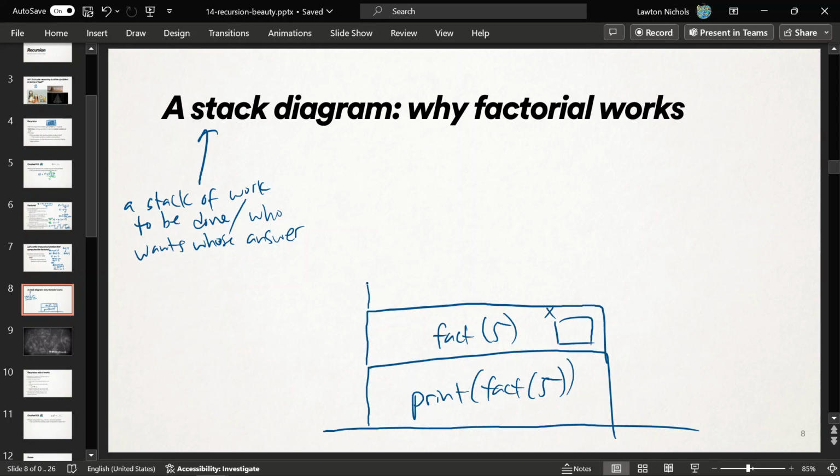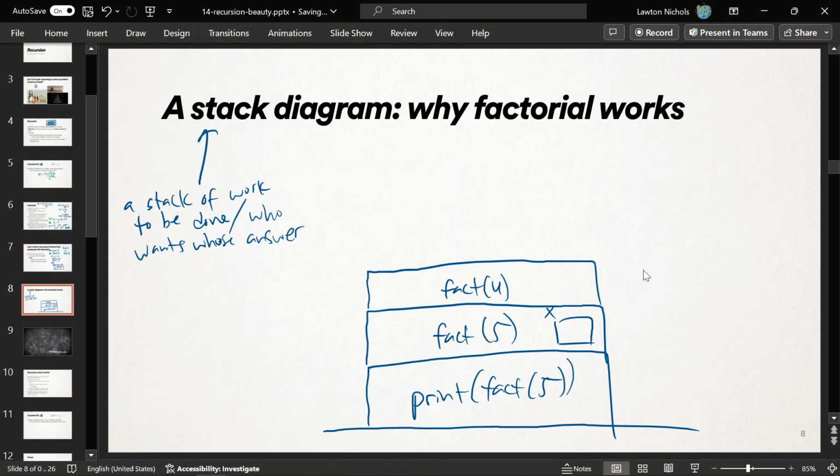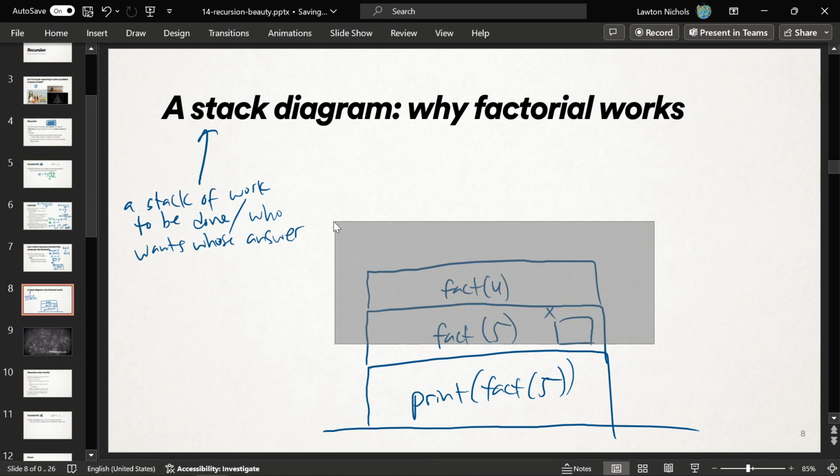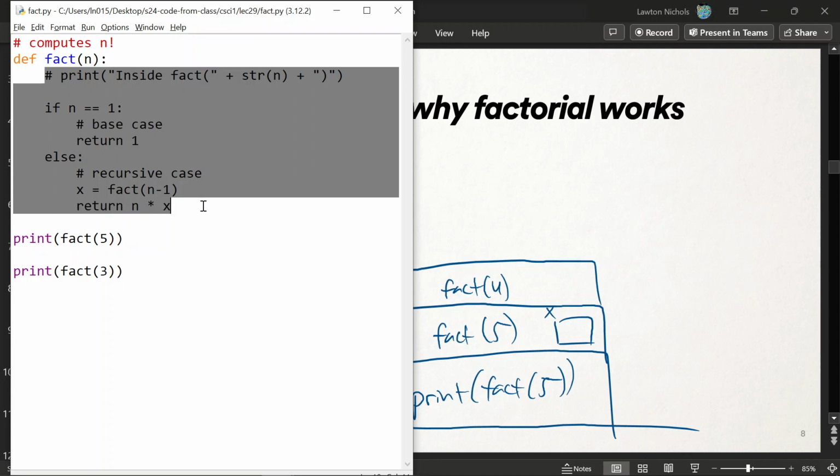So fact of 5 is not done. It does not have its answer. It needs fact of 4 before it can continue. So it's sitting, waiting on this line, fact of 5, and it's calling fact of 4. So now we're back. Two versions of fact are running at once right now, which is crazy. Fact of 5 is sitting right here, but fact of 4 starts with n being 4 now.